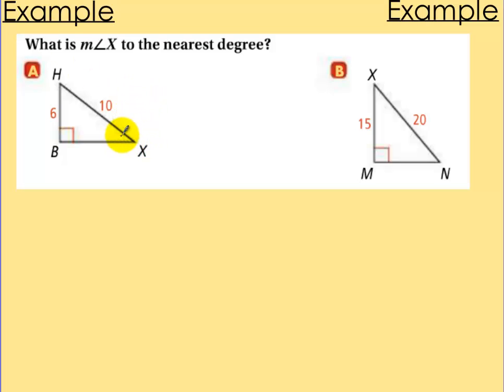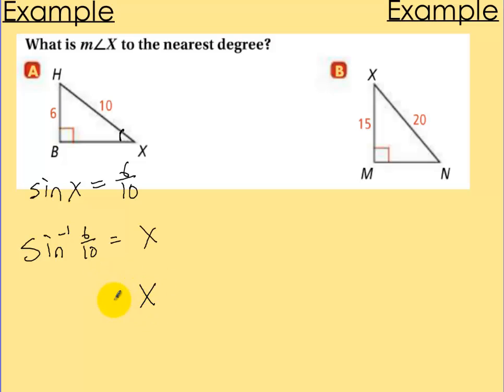Okay, find the measure of angle x to the nearest degree. So here's angle x. I know that we have the opposite and the hypotenuse, so that's going to be sine of x equals 6 over 10. But I want to find x, so I have to do the inverse sine. So inverse sine of 6/10 is going to equal x. Plug that into a calculator, nearest degree. I'm going to do inverse sine on my calculator, 6 divided by 10. Sorry you can't see this. And what you get is x equals 36.86, and rounding to the nearest degree, x equals 37 degrees.